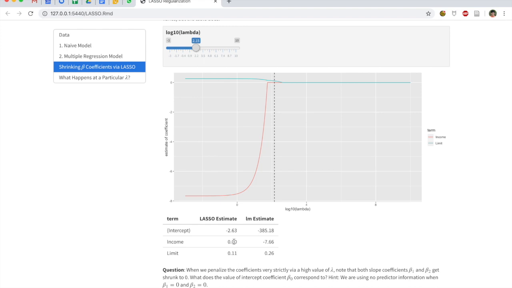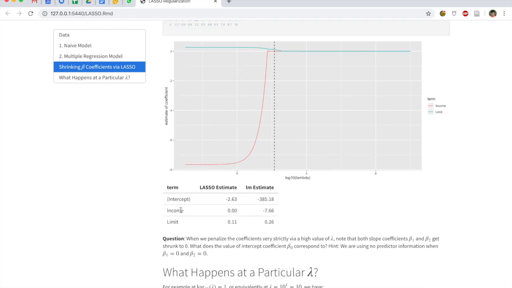But what does it mean for the slope for income to equal 0? It means effectively we've removed income from our model. We've performed variable selection. We have removed income and we are only left with limit. Now again, you might be saying, hey, big deal, we only had 2 variables to choose from. But what we're going to see later on is a situation where we have many more variables to choose from.